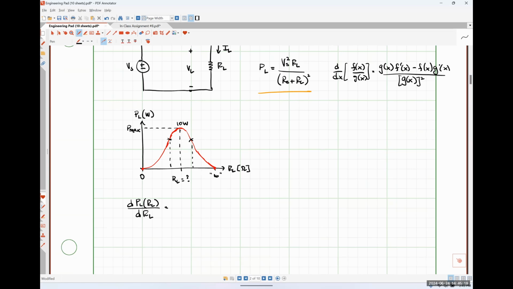All right, so our derivative is simple, or excuse me, not our derivative. Our denominator is Rs plus RL squared. So I'm just going to put that in. And then the derivative of my numerator, with respect to RL, is just going to be Vs squared. Then I subtract, and so I'm just going to have my numerator by itself. So that's Vs squared RL.